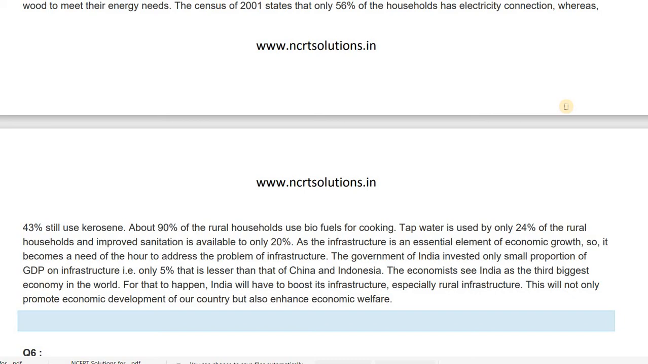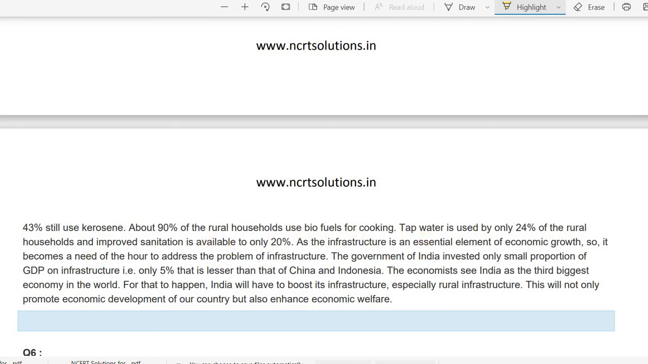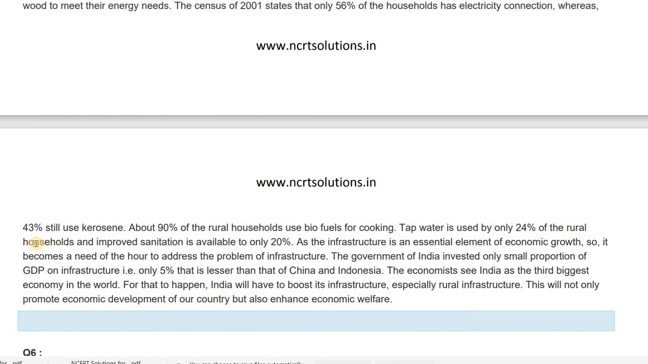About 90% of rural households use biofuels for cooking. Tap water is used by only 24% of rural households, and improved sanitation is available to only 20%. So especially in rural areas, only 24% of households get tap water facilities and sanitation is available to only 20%. As infrastructure is an essential element of economic growth, it becomes a need of the hour to address the problem of infrastructure.